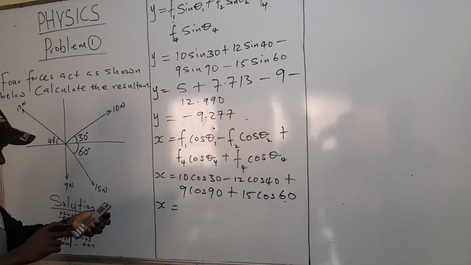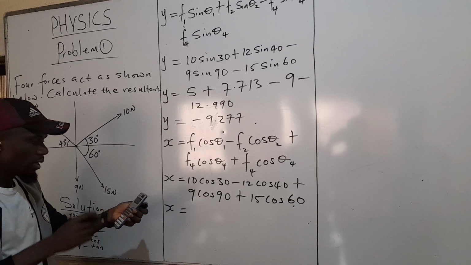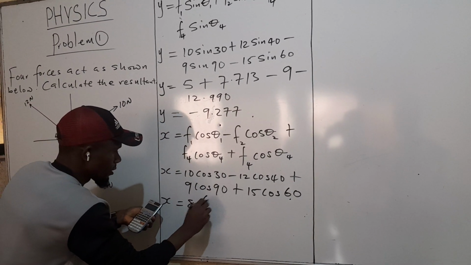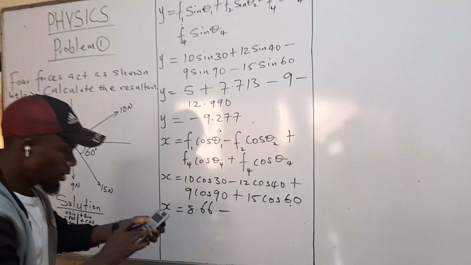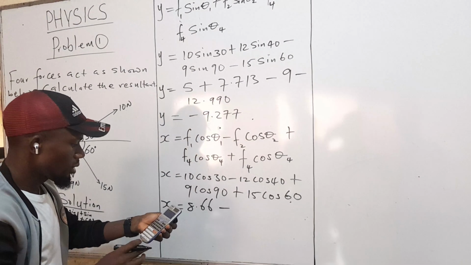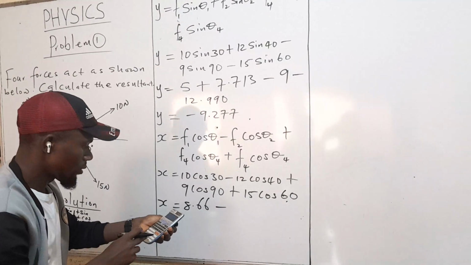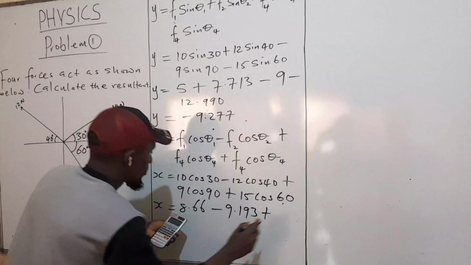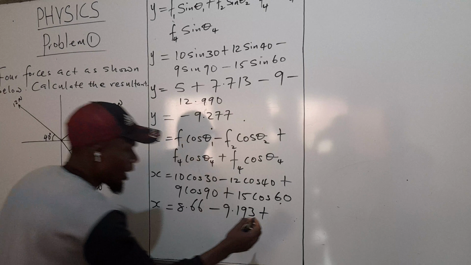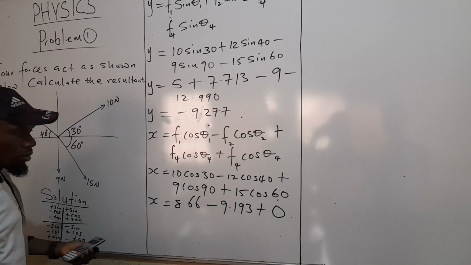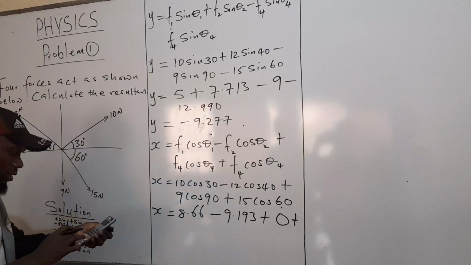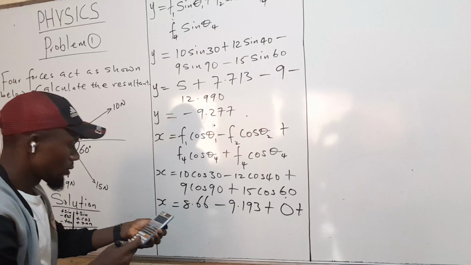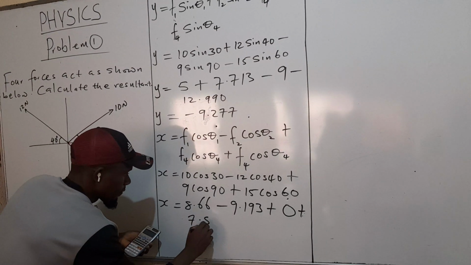So my cos 30 is 0.866 times 10. What will I get? I'll get 8.66 minus cos 40, which is 0.766 times 12. I'll have 9.193 plus my cos 90 is 0, so everything here is 0. 9 times 0 is 0. Plus my cos 60 is 0.5 times 15, that is 7.5.